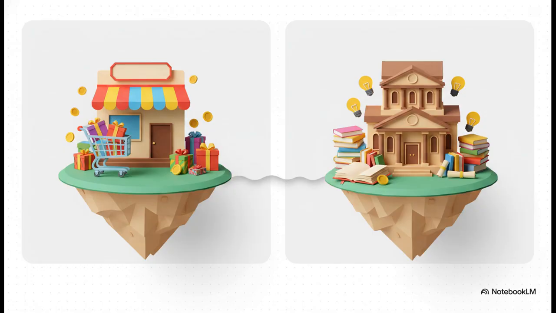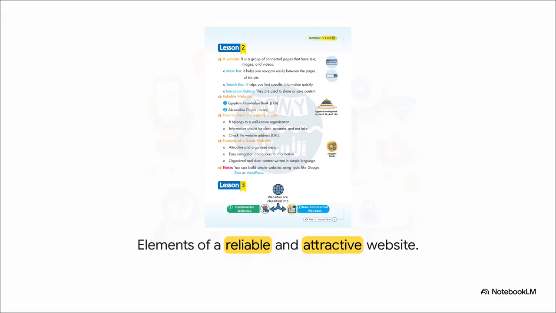It's pretty amazing. And when you land on a truly good, reliable website island, you shouldn't get lost. You'll usually see a really clear menu bar right at the top to help you navigate, a search box so you can find exactly what you want super fast, and clear interaction buttons. Reliable sites, especially educational ones like the EKB, always have attractive, beautifully organized content written in simple language.